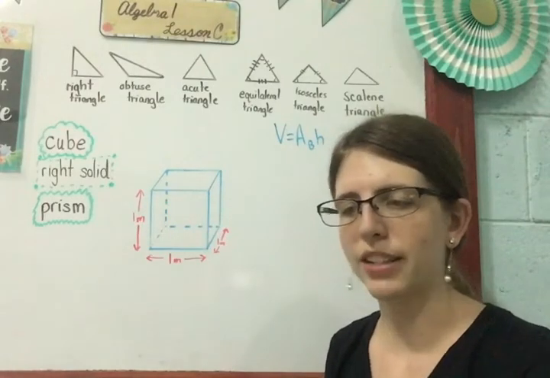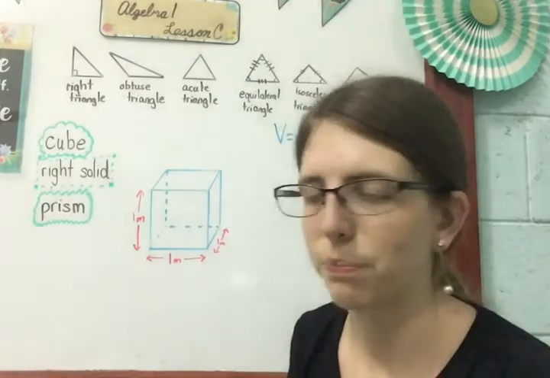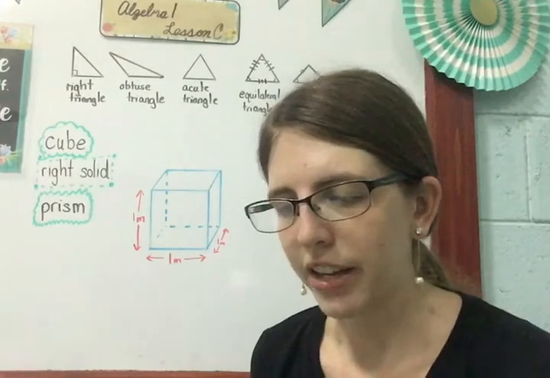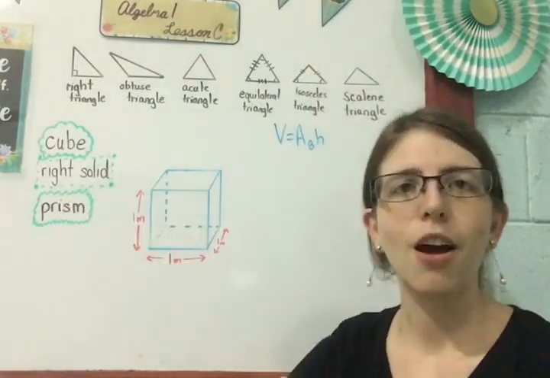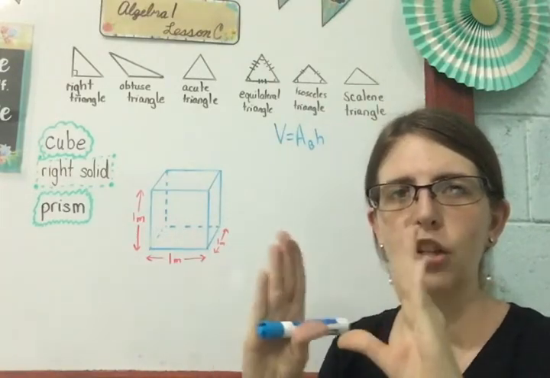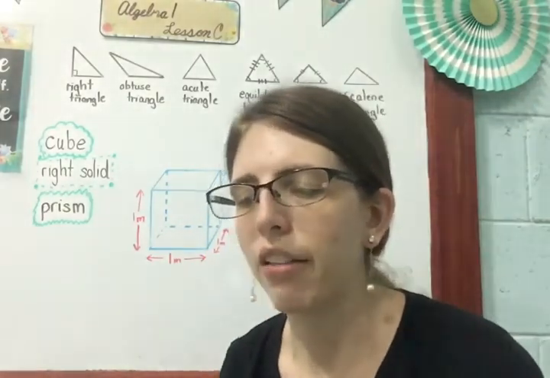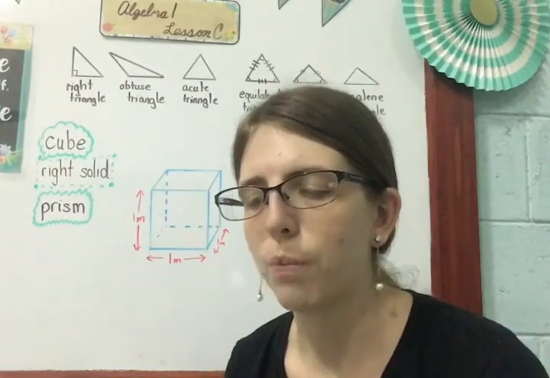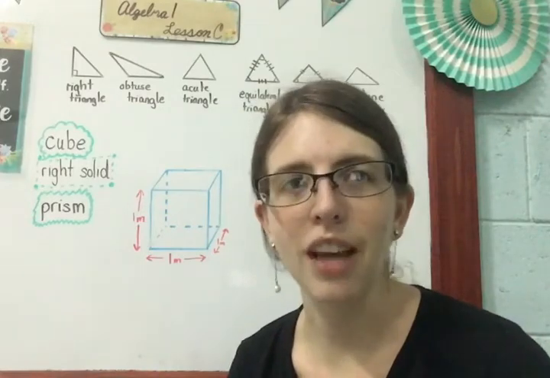So let's do some practice. Look at example C.1 on page 16 of your book. It says the base of a right solid, that's talking about right solid is right there. A right solid is that shape whose sides are perpendicular to the base. So they make a right angle to the base. So the base of a right solid with vertical sides is the isosceles triangle shown. The height of the solid is 6 meters. What is the volume of the solid?